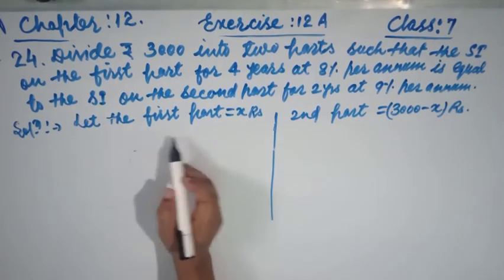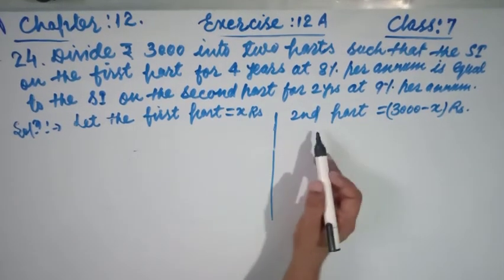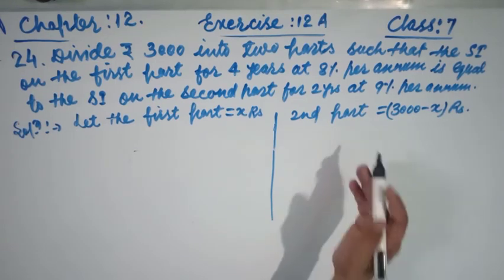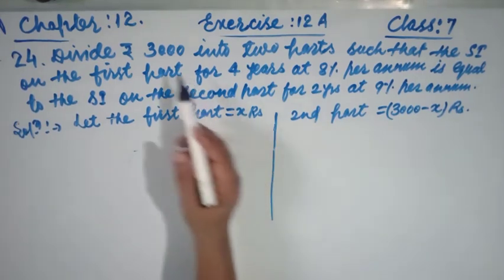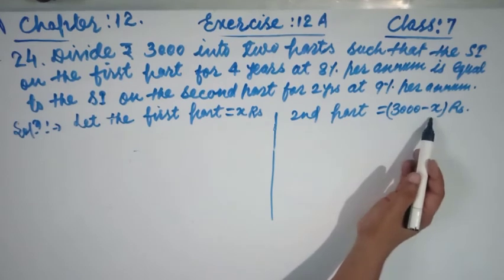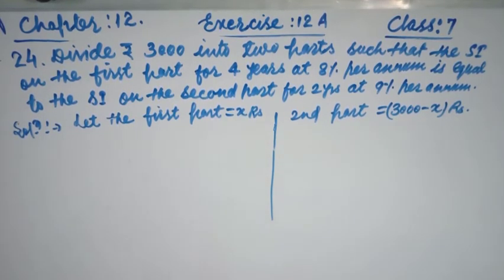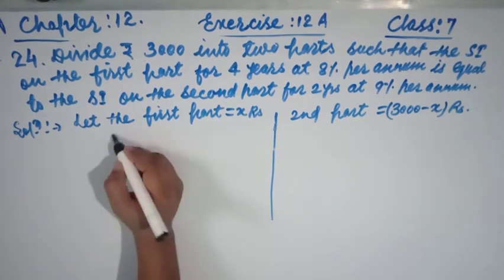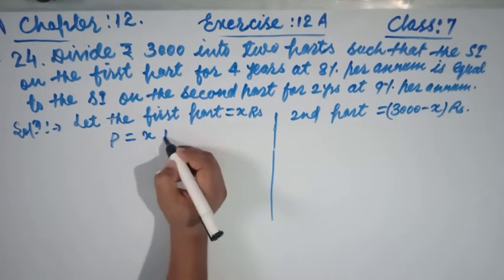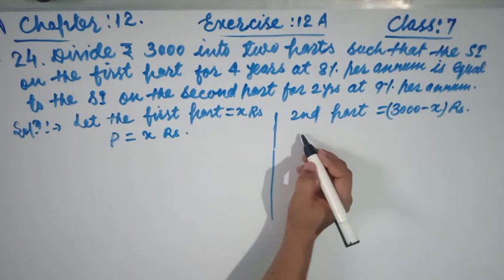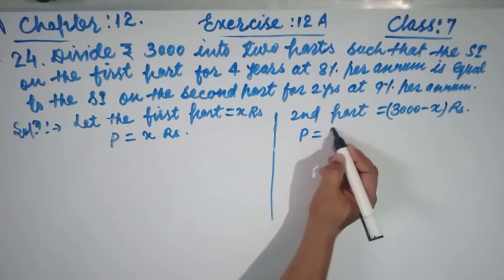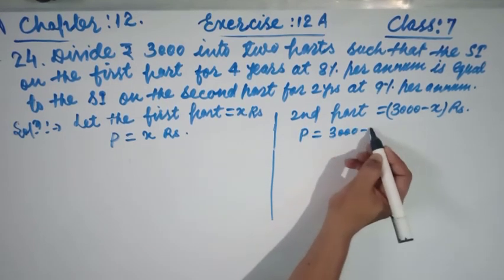Suppose the first part is equal to x rupees, then the second part is equal to whatever the amount is going to be distributed, that is, this amount minus x rupees. So this x is the principal P in the first case, and this is also the principal P in the second condition.